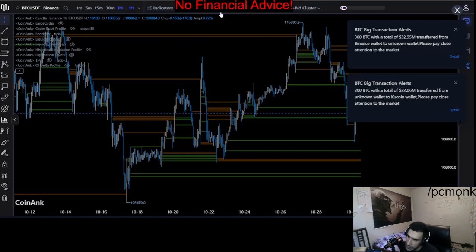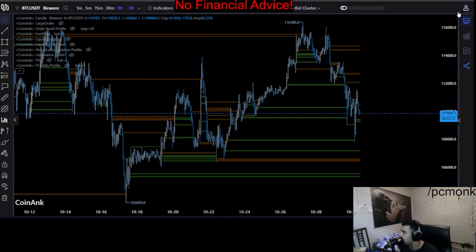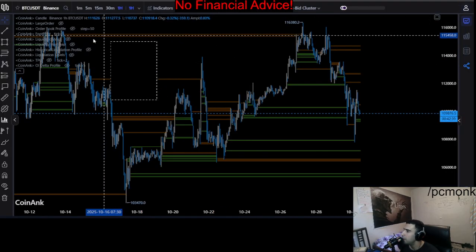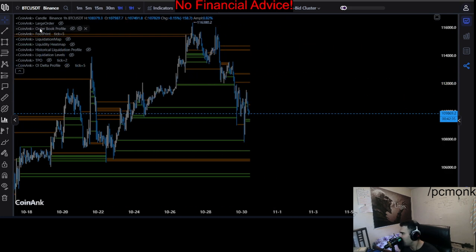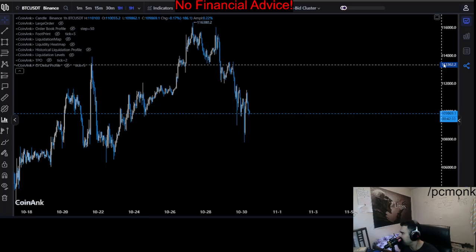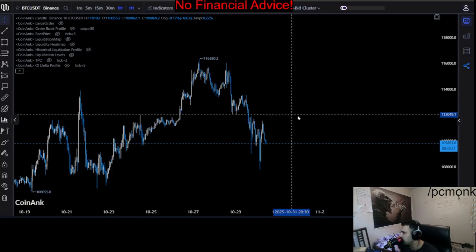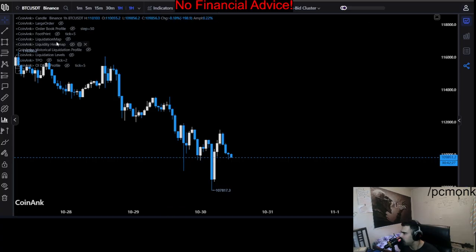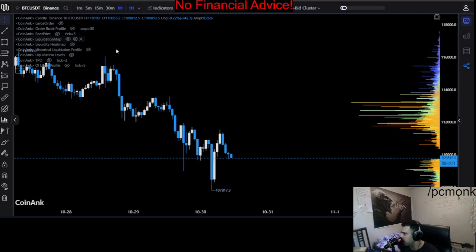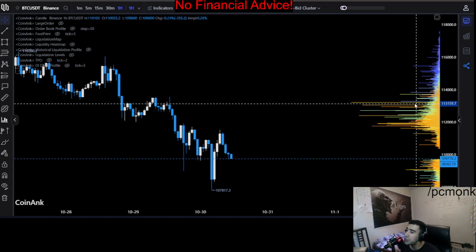The other tool is Coinank. Now, this is not a free tool, but you could have the trial enabled on it for a week. Now, let me just turn off the footprint on it so we could talk about the liquidations. So, for example, you could take a look at the liquidations on the 1 hour. So, we have a couple of indicators on Coinank. The first one is liquidation map, which is basically what we just saw.